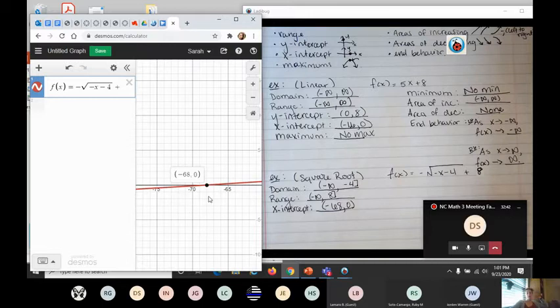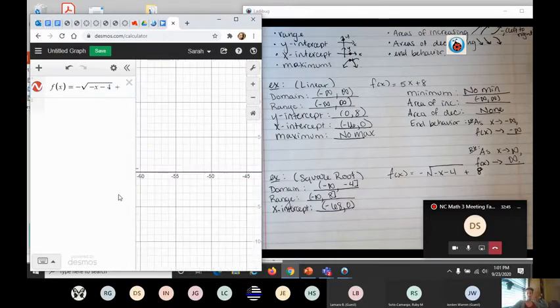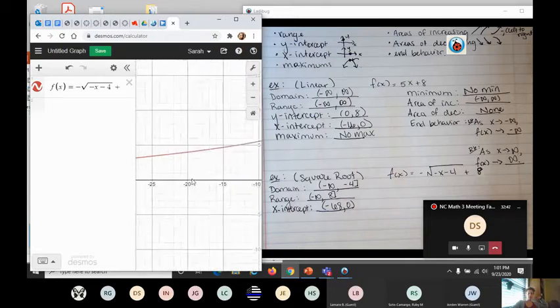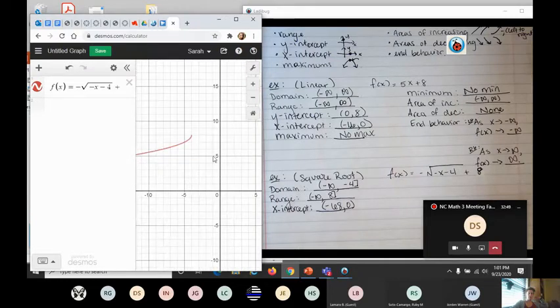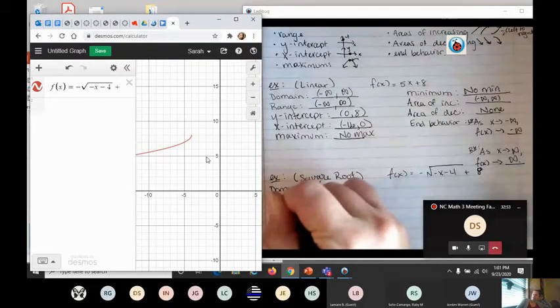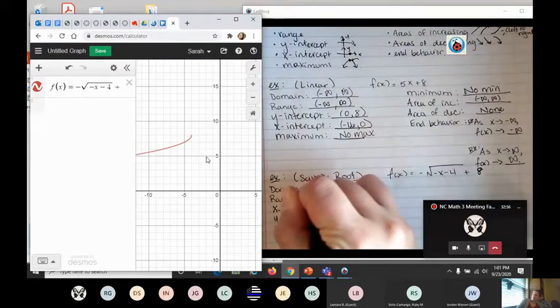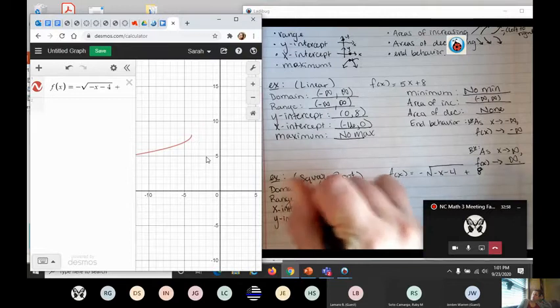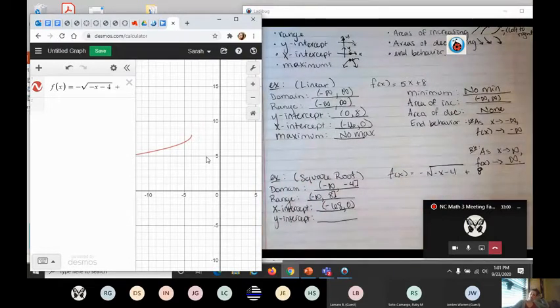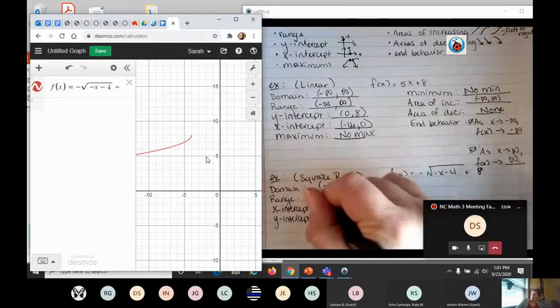All right, now it goes down like this forever, but the y-axis was all the way over here. We're looking at the y-intercept next. Does it ever intersect the y-axis? No. No, so it has no y-intercept.